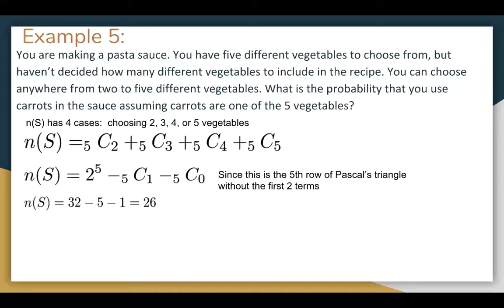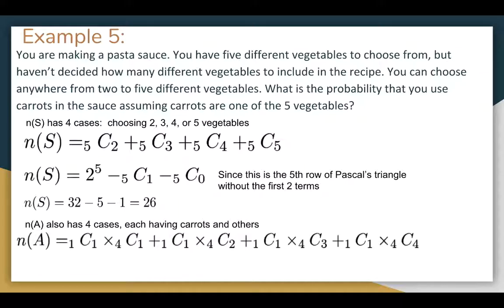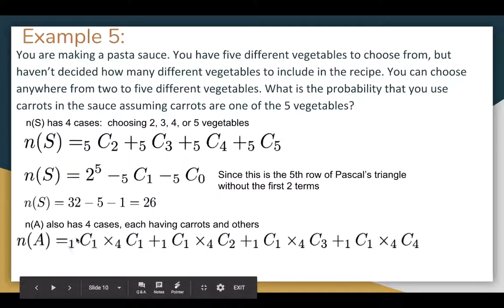N of A, you actually have to have carrots. I think the last time we did this question, we did it with the indirect method. So here, we're going to do the direct method, having carrots and others. Out of the carrots, we're going to choose carrots, but then out of the 4 others, we're going to choose 1. So that would satisfy the 2 case, or if you had 2 vegetables. If you had 3 vegetables, out of the 1 carrot, we're going to choose 1, and then out of the 4 others, we're going to choose 2.